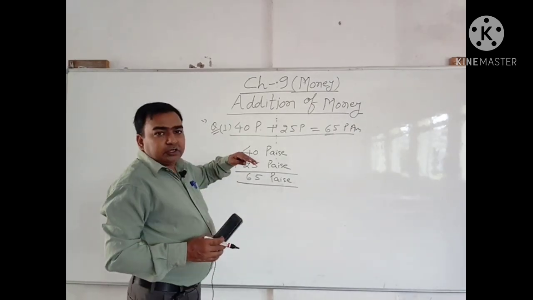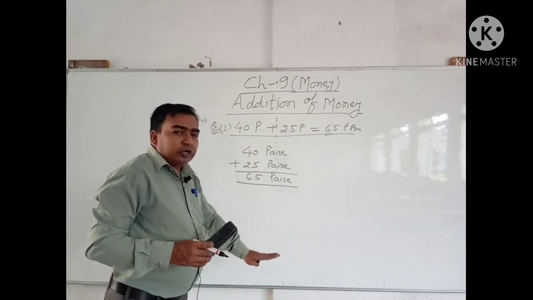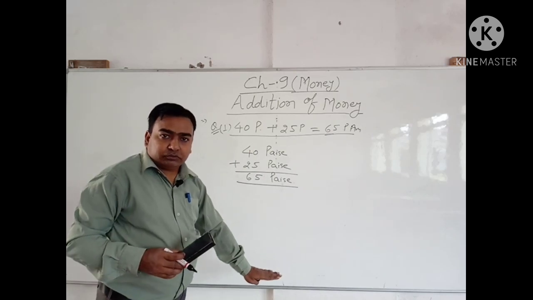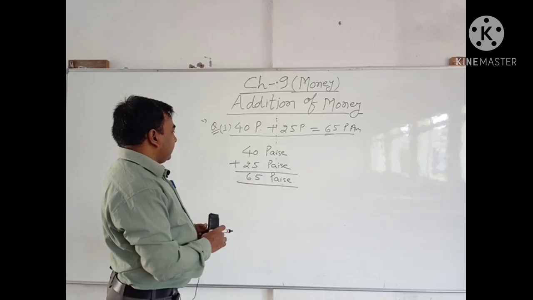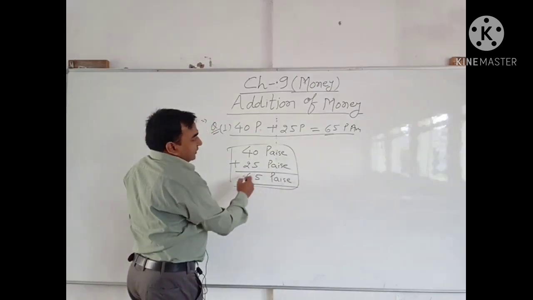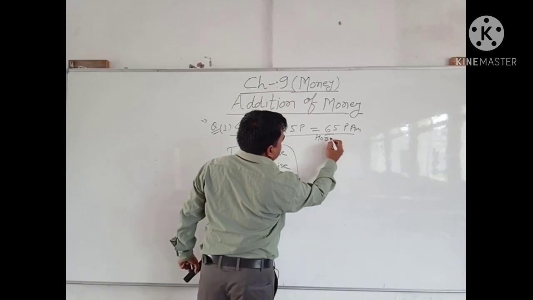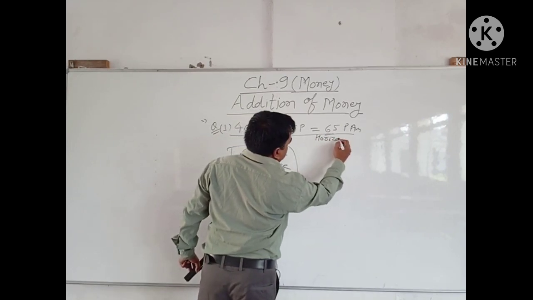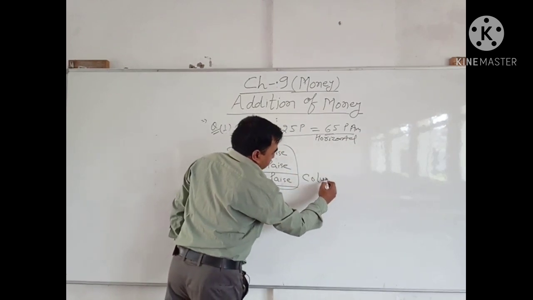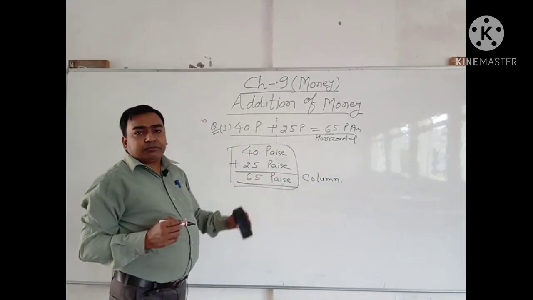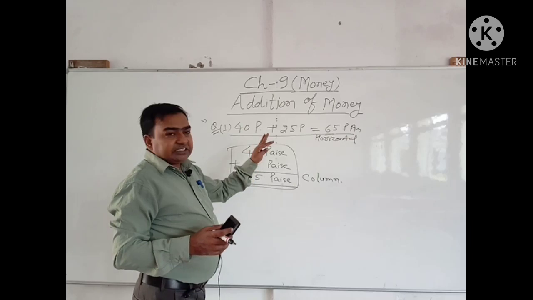When we write two or more numbers, start from the top and go to the bottom. So this is called the column method. This is called the horizontal method. And this is the column method. So now let's start this session.